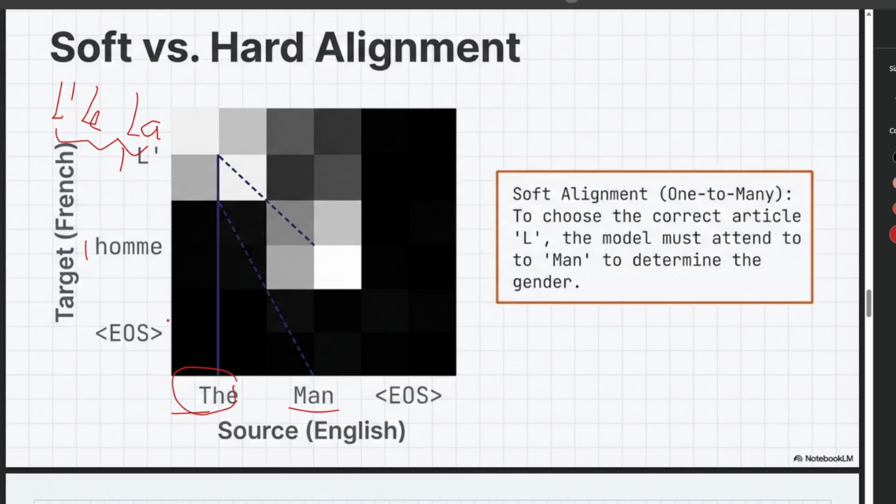So the model needs to know the next word, because this choice is based on feminine or masculine words, and whether the next word starts with a vowel. So they depend on the next word. The model needs to know the next word is homme, or man, which is masculine and starts with a vowel. Soft alignment allows the model to attend to both "the" and "man" simultaneously to make the correct grammatical decision.